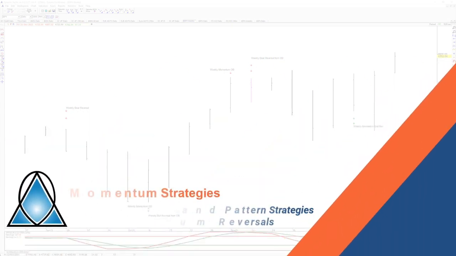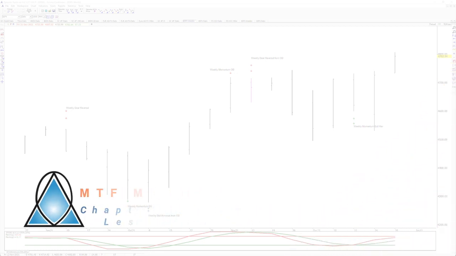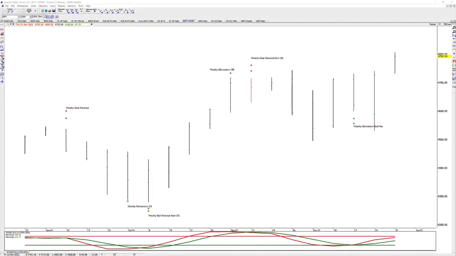Before we start with the lessons that look at trade strategies from entry to exit, where we combine the dual time frame momentum, pattern, and price, put them all together, I want to go over a little bit on how we display different momentum indicators and dual time frame position, and then also introduce you to something we haven't gone over yet, which is called dual lookback reversal signals.